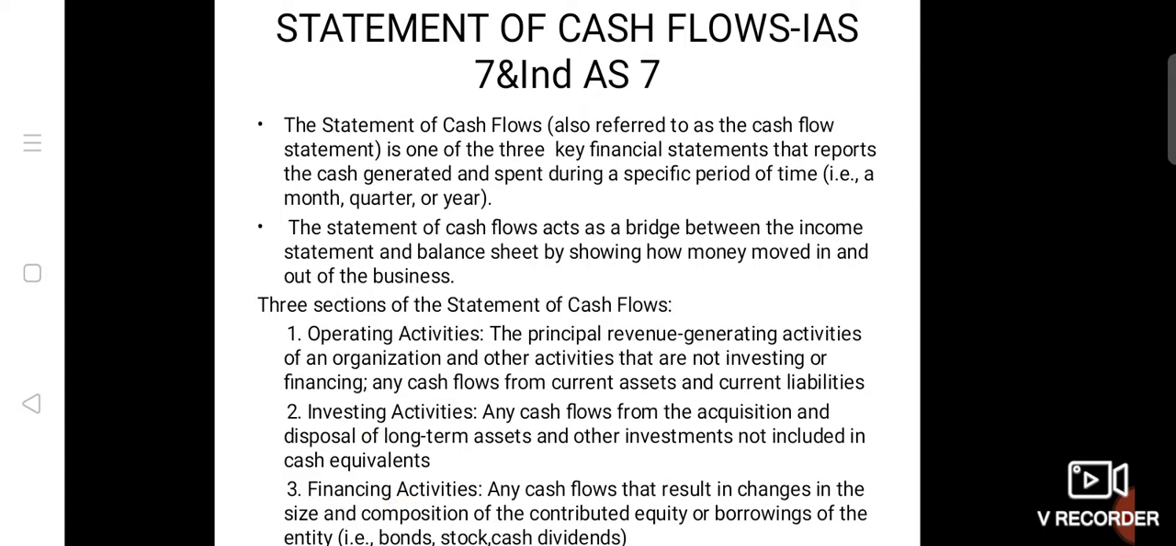And last is financing activities. Any cash flows that result in changes in the size and composition of the contributed equity or borrowings of the entity. An enterprise will have different funding sources: equity share capital, debentures, preference share capital, and so on. They will be paid interest and dividends. All the inflows and outflows related to these aspects are treated under financing activities. So the cash flow statement is divided into operating, investing, and financing activities.